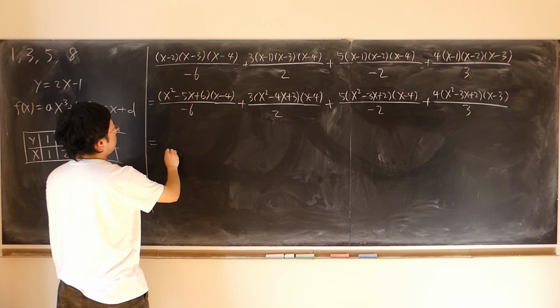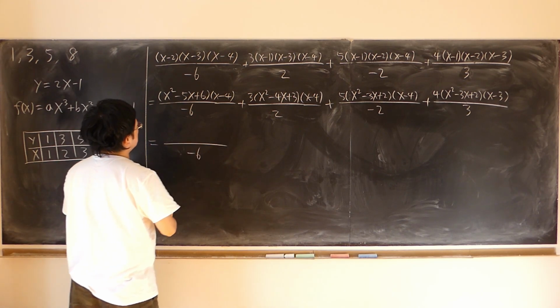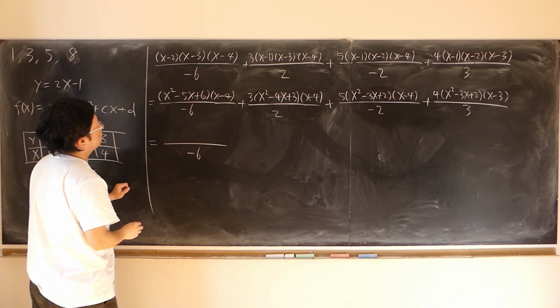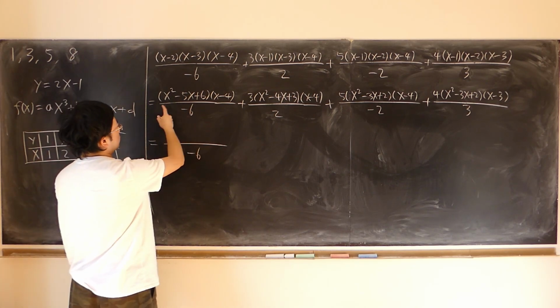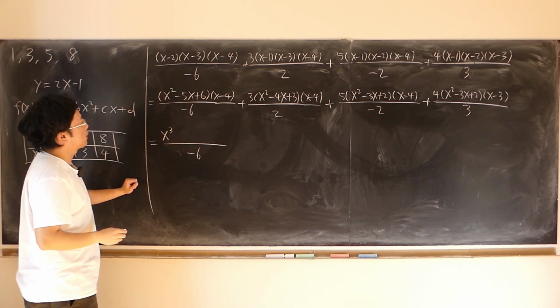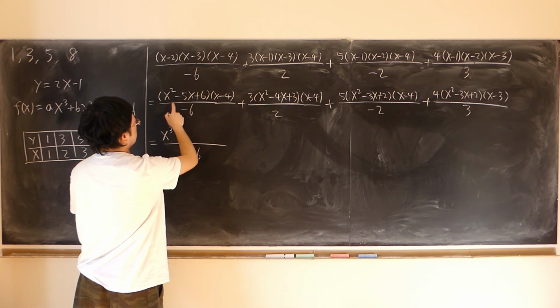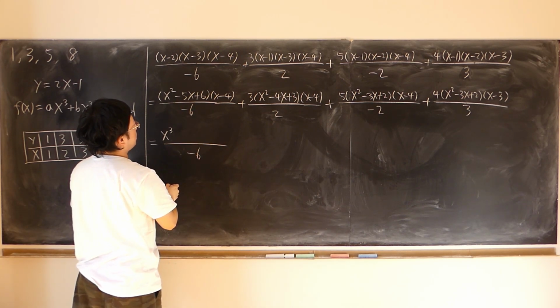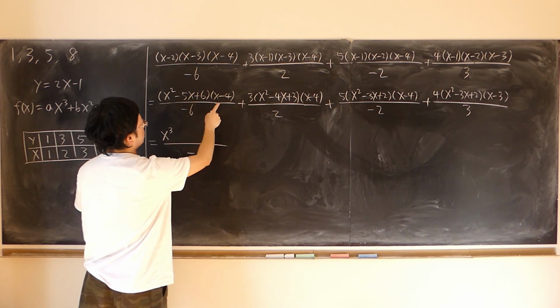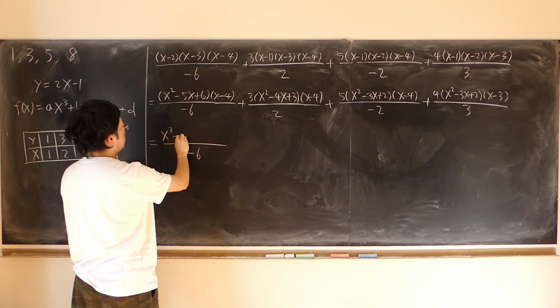So further simplify. Negative 6. Now we just focus on the cubic term. So cubic term is just this. Square term, what are they? First of all, I have this times this, negative 5. Then I have this times that, negative 4. So negative 9.